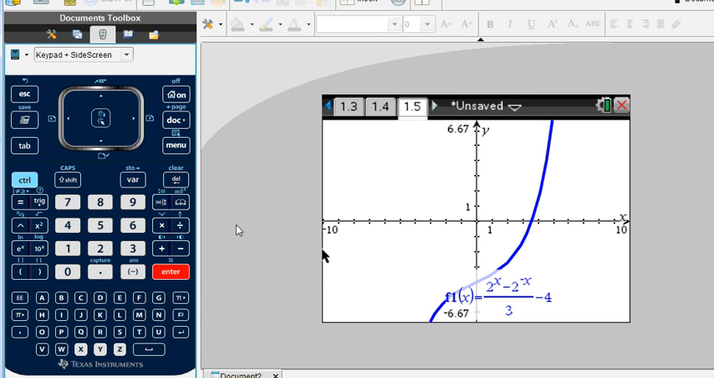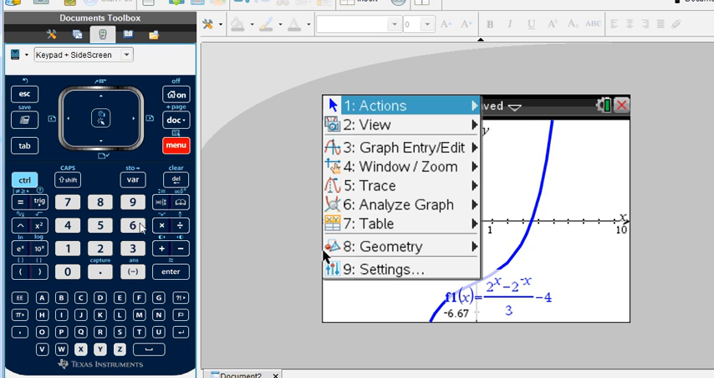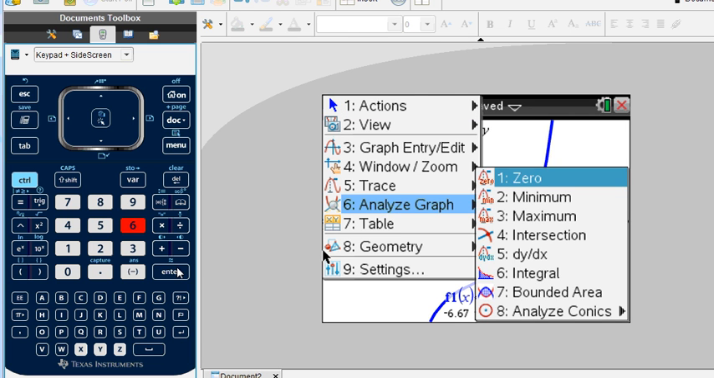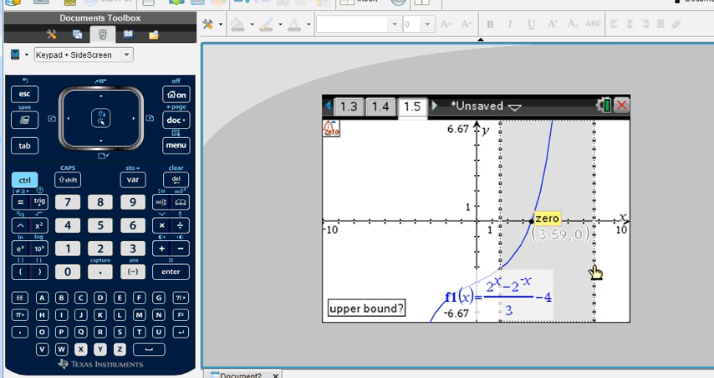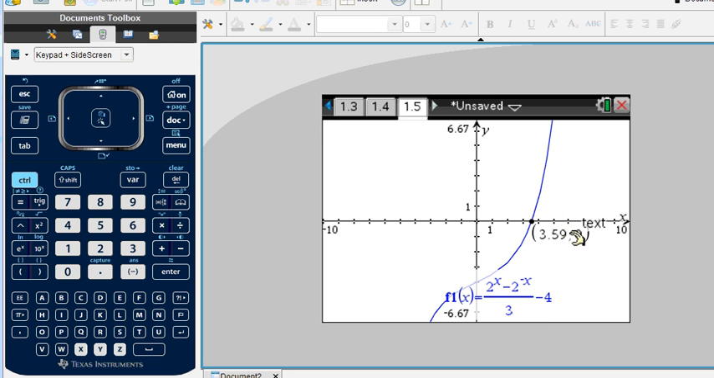To find out precisely what that is, we go to our menu, Analyze Graph, and option 1 here is Zero. It says lower bound at the lower left of the screen. We go to the left of our x-intercept and press enter. Now it says upper bound, we press enter, and we get this value here, 3.59. Well, 3.59 is a decimal approximation to 2 decimal places, and we want to see if we can get a more exact number.